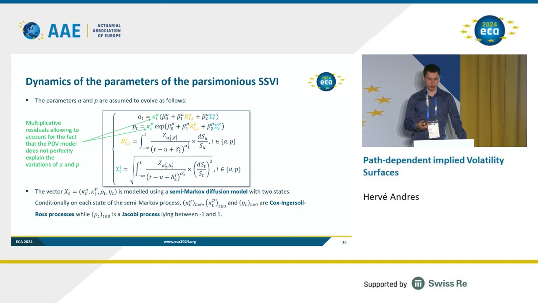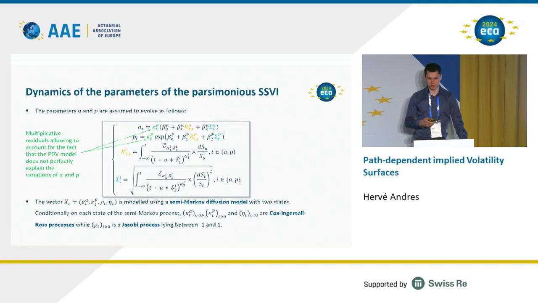Now, same for A and P, because we have seen that they are path dependent. So you have a similar response function, a linear function of R1 and sigma. And again, you have this kappa that allows to account for the fact that the R2 scores are not 100%. So these two residuals, as well as the rho and eta that we didn't explain, we model using a semi-Markov diffusion model. I do not have the time to detail, but happy to answer questions on that.